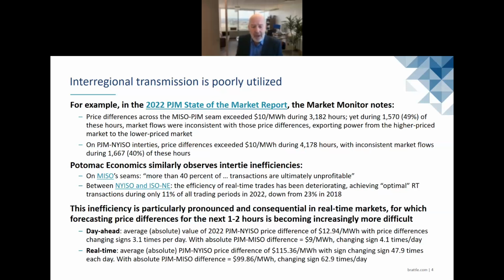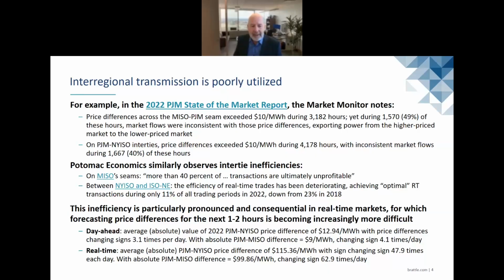This is from the market monitoring report. We see price differences averaging $100 a megawatt hour, and we see signs, one ISO being higher than the other versus the other being higher than the first, changing signs between 50 and 60 times a day. So that is a lot of volatility that bilateral markets just can't keep up with, even if you just look at the hourly trades.